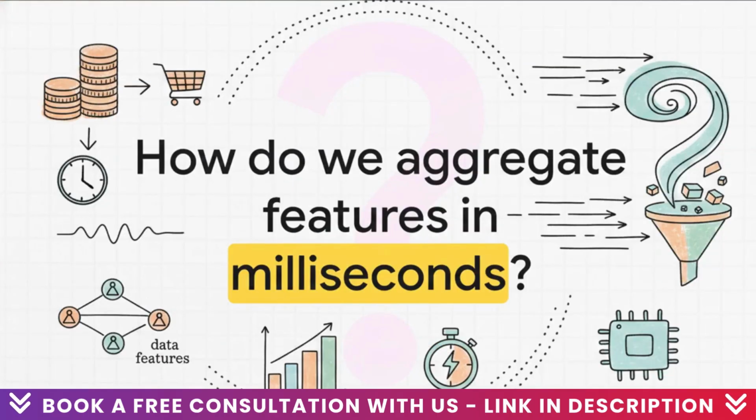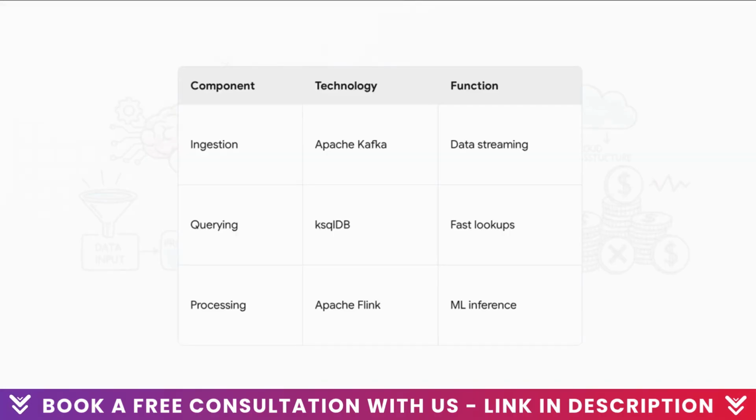So, the underlying theory is solid, but how do we actually apply this in the real world of live banking? We know we need contextual features, like, say, a customer's average transaction amount over the last hour. But the massive technical challenge here is, how do we aggregate these complex features in milliseconds, literally exactly as the transaction is happening? To achieve this, modern banks rely on an event-driven streaming pipeline.